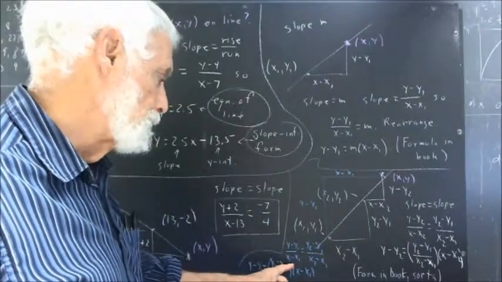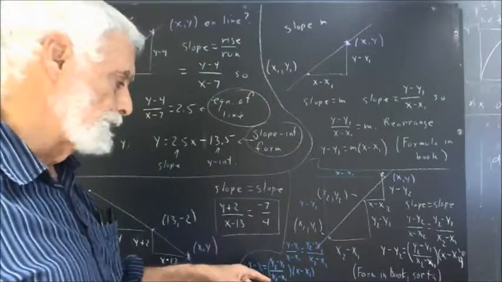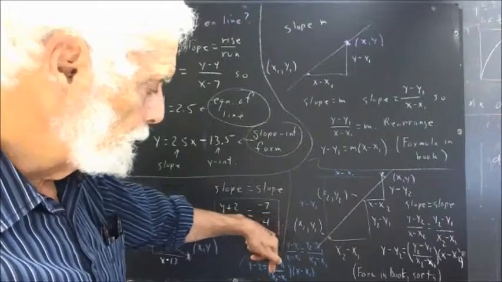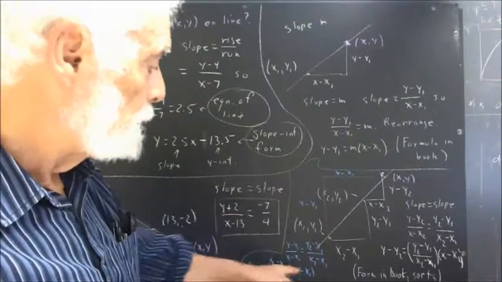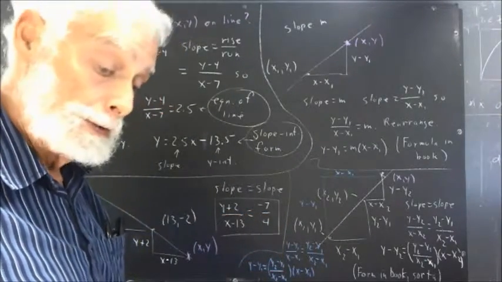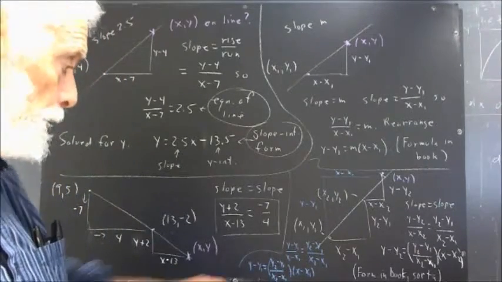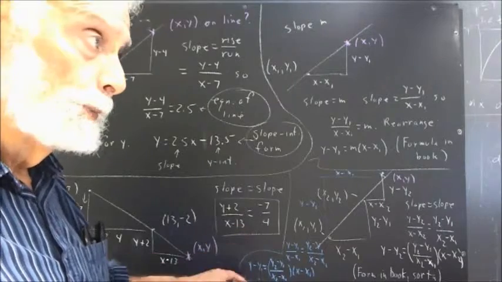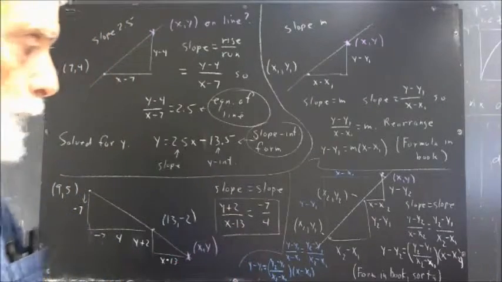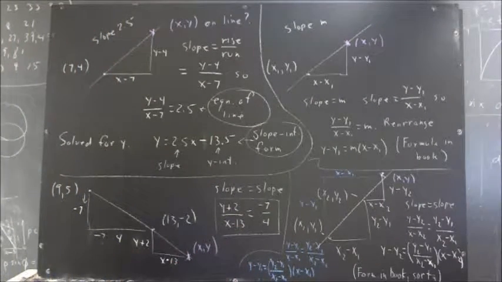If we then multiply through by x minus x1, we get y minus y1 equals y2 minus y1 over x2 minus x1 multiplied by the quantity x minus x1. And that's the way it's almost always written in a textbook when you do the formula for the 2 point form of the line.